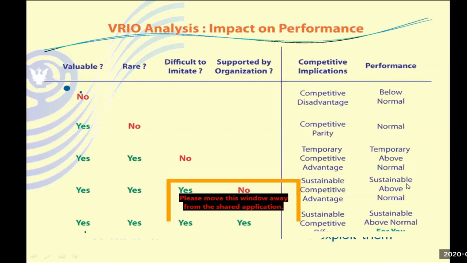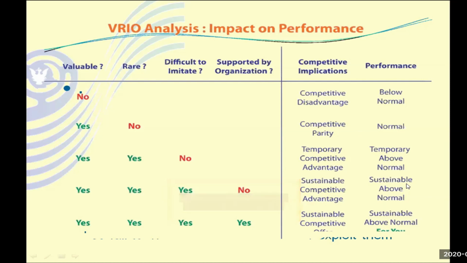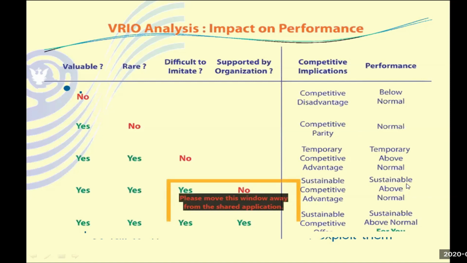If you answer no for each of these: it's valuable, no; it's rare, no; it's difficult to imitate, no; it's not supported by the organization. But if the answer is yes, if the resource is valuable, rare, difficult to imitate, and supported by the organization, then you are doing well. You have sustainable competitive advantage, and your performance will be very, very high. And that is what firms are now looking for.